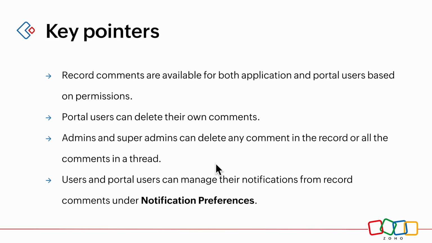The key pointers to note are record comments are available for both application and portal users based on the permission given by the admin or super admin. Portal users can be allowed to delete their own comments when the admin or super admin has given the permission of write comment, right? Also, admins and super admins can delete any comment in the record, whether it's from a user or portal user, they can delete any comment.